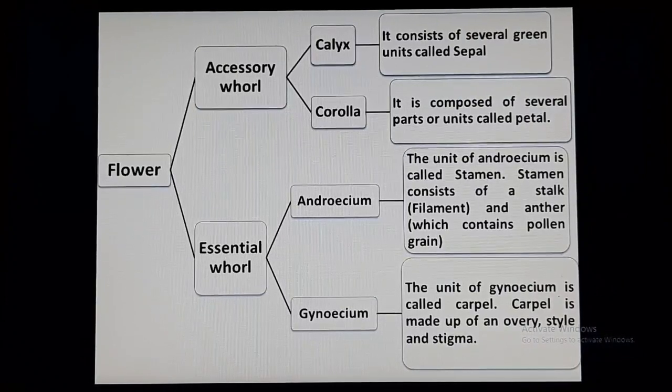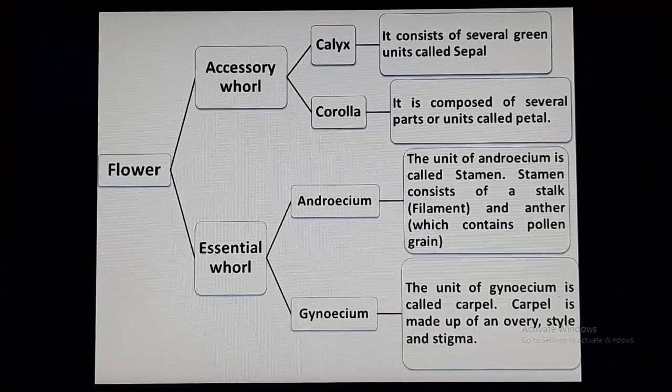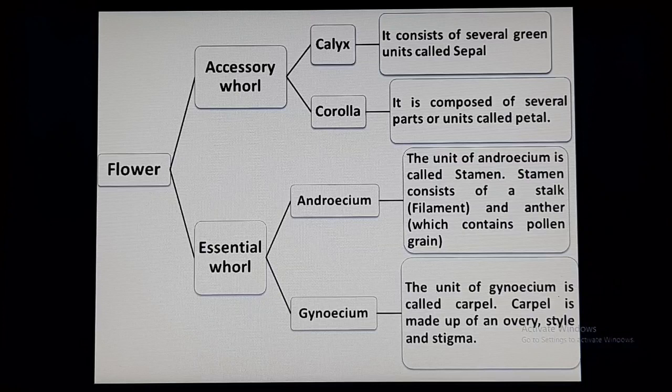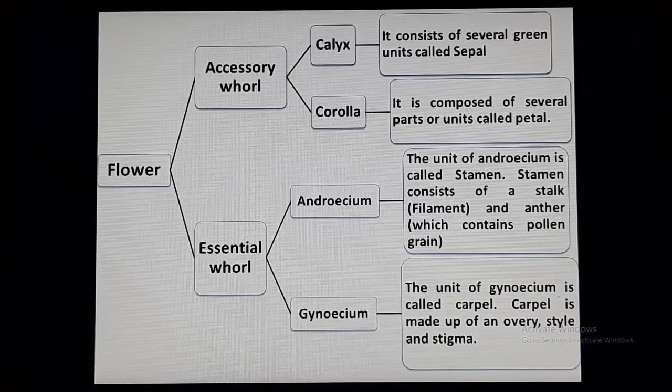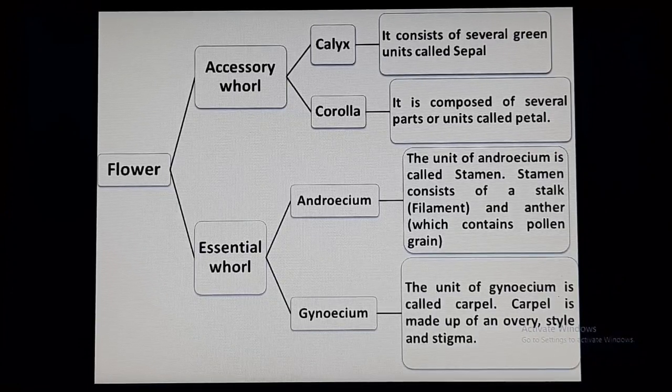So from the previous slide we can say a flower has two kinds of whorls, accessory and essential. Accessory are calyx and corolla. Essential are androecium and gynoecium. If you look at the slide, I have written that the calyx consists of several green units called sepals. That means the structural unit of calyx is called sepal.